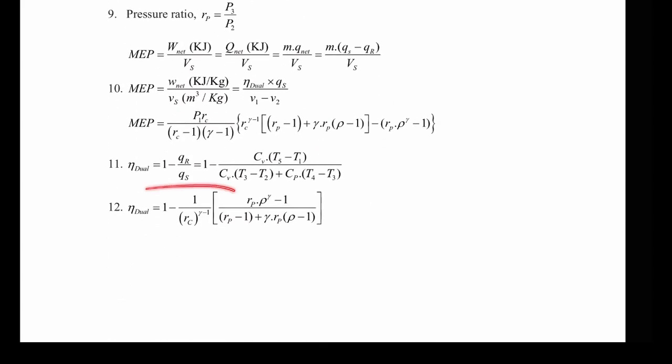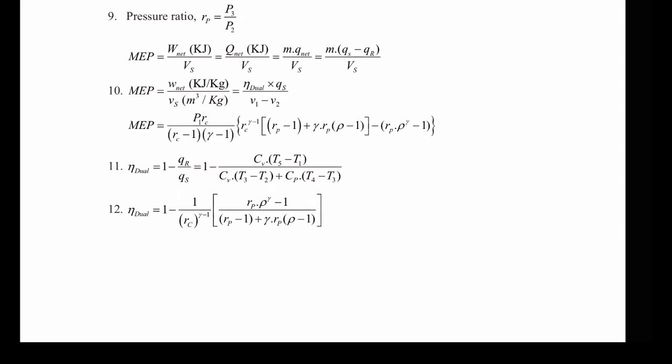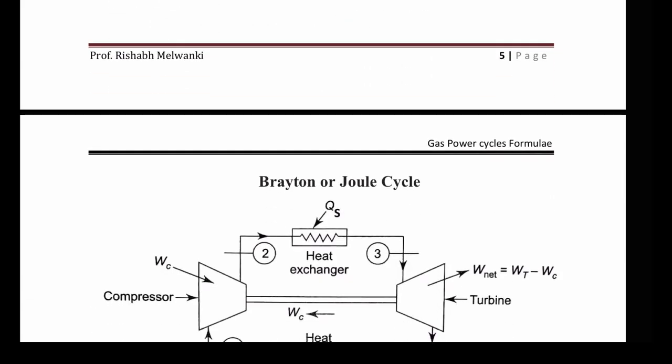Then pressure ratio Rp, mean effective pressure, all these equations are given, and from these equations we derived the efficiency of the dual cycle: 1 minus 1 upon Rc raised to gamma minus 1, in bracket, Rp rho raised to gamma minus 1 divided by Rp minus 1 plus gamma Rp in bracket rho minus 1. Okay, so with this, we will now be moving on to a numerical.